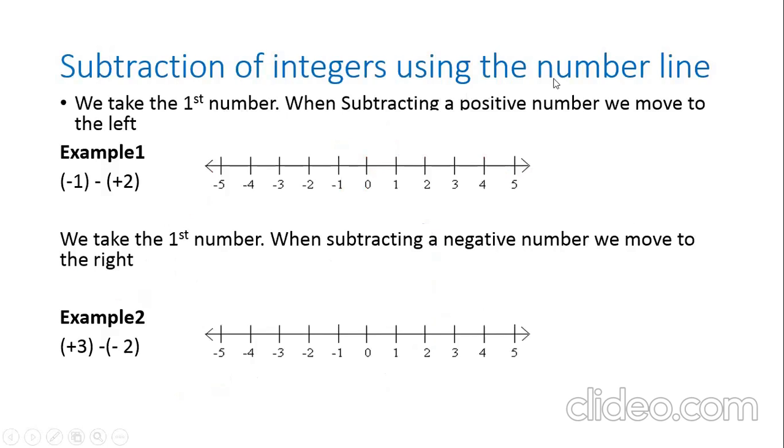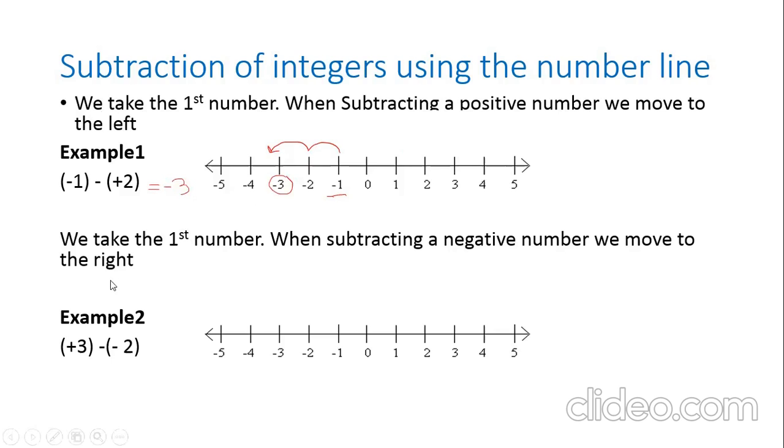Subtraction of integers using the number line. For example, -1 minus +2. In order to find the answer, we take the first number, which is -1. We locate it on the number line. And since we are subtracting a positive number, which is +2, we move 2 steps to the left. So from -1, we move 2 steps. We fall on -3. So the answer is -3.